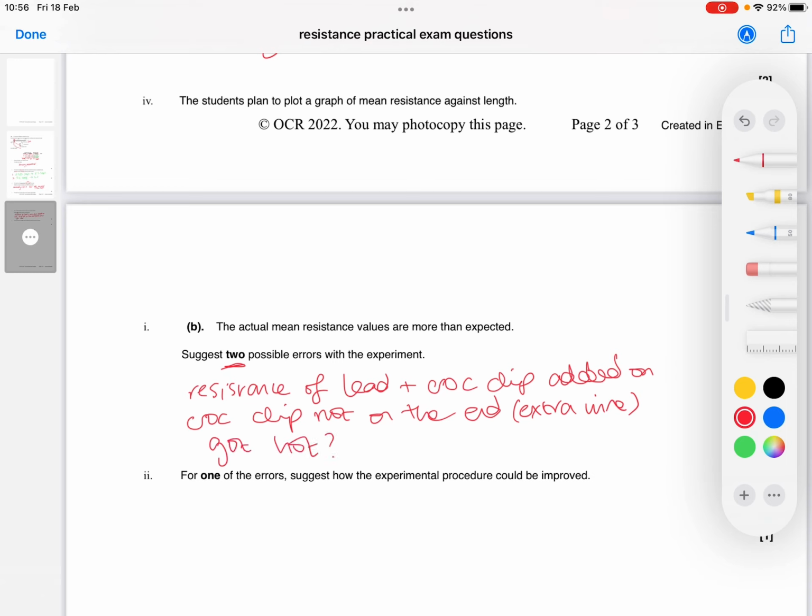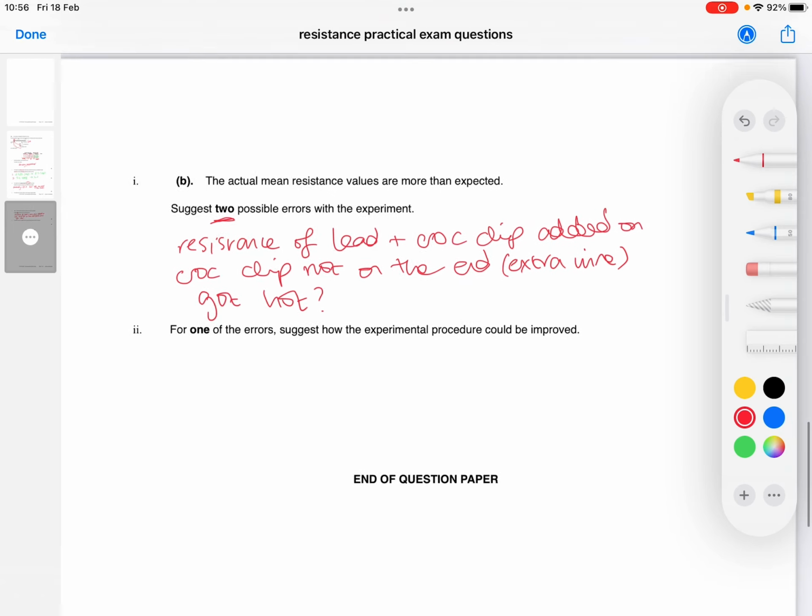Right, for one of the errors, suggest how the experimental procedure could be improved. So we'll pick one, shall we? Let's go with the getting hot. How could we stop it from getting hot? Turn off the power pack. How could we correct the fact the crocodile clip is not on the end? Put it on the end of the wire, the end of the ruler. That seems fairly obvious. Resistance of the lead and crocodile clip added on: not much you can do about the crocodile clips, but if you had shorter leads, that would mean you'd have less resistance overall. So pick one and you just give me the alternative.